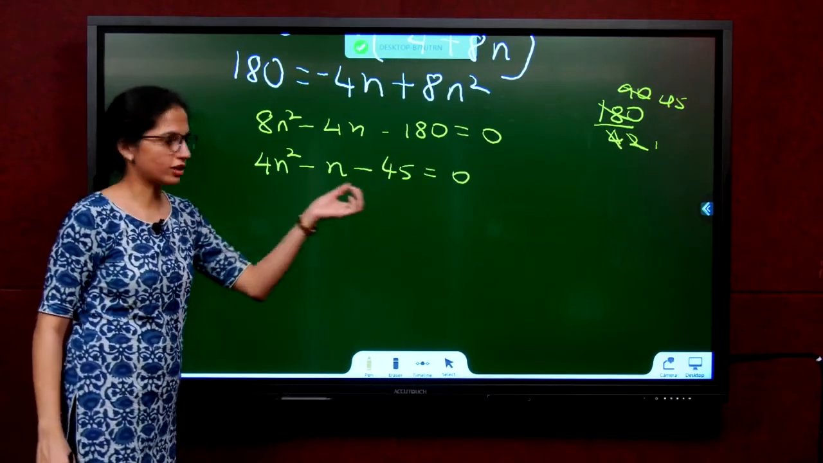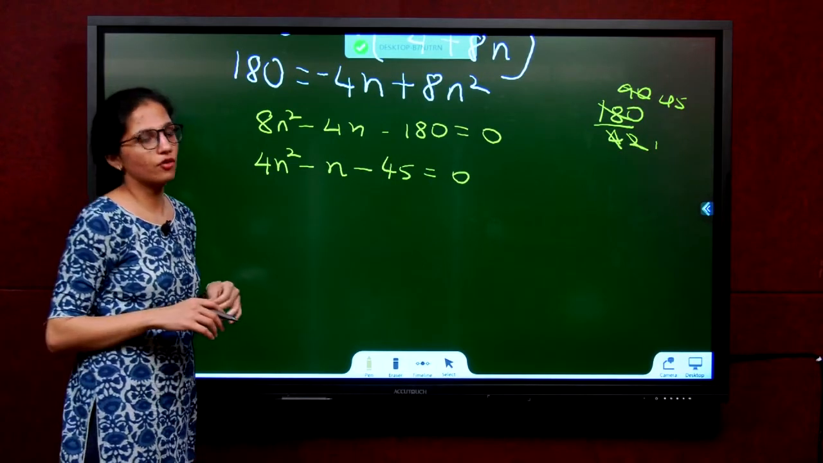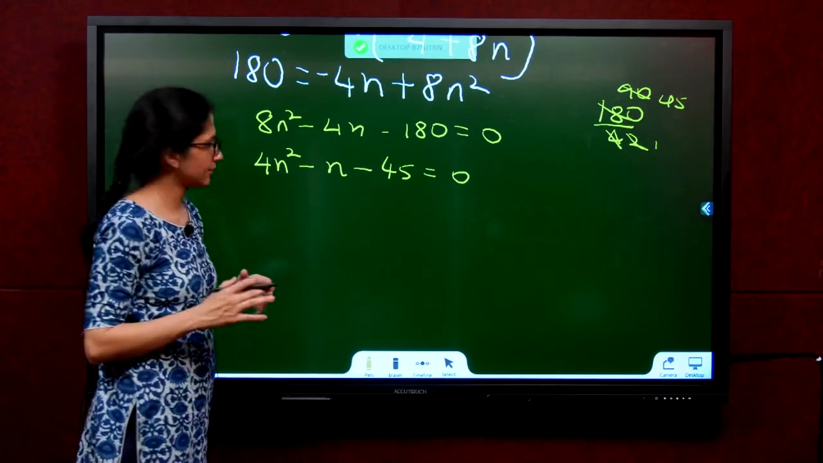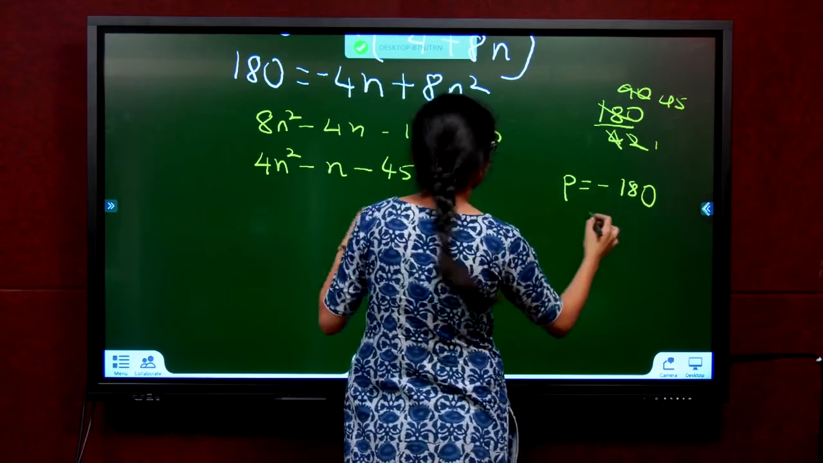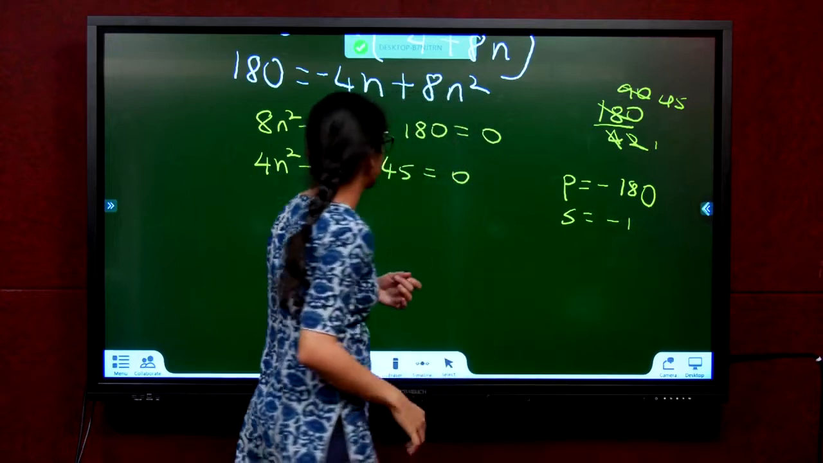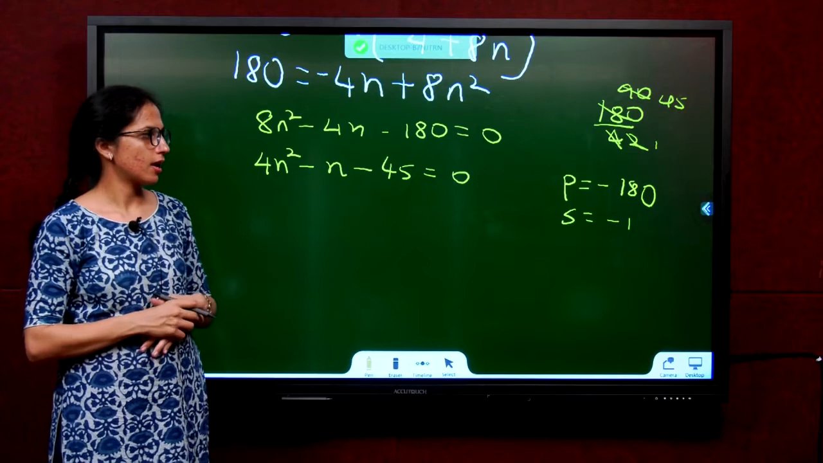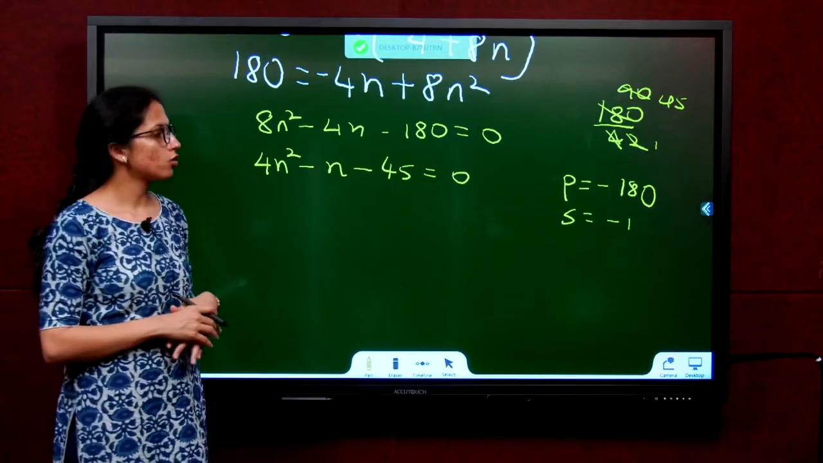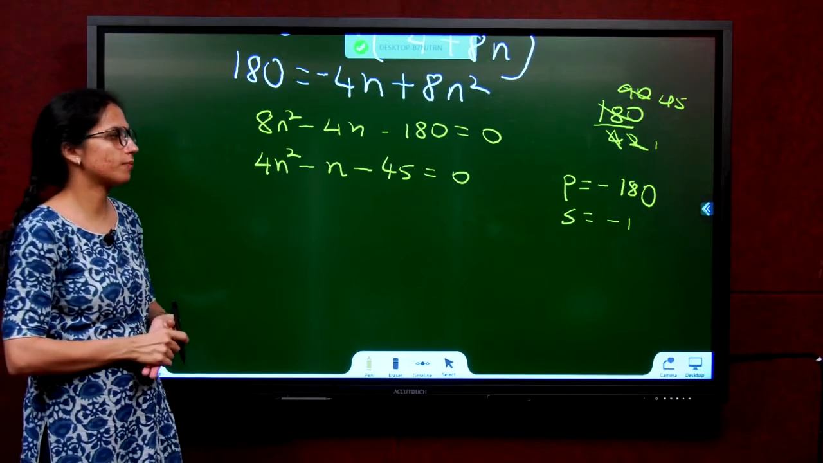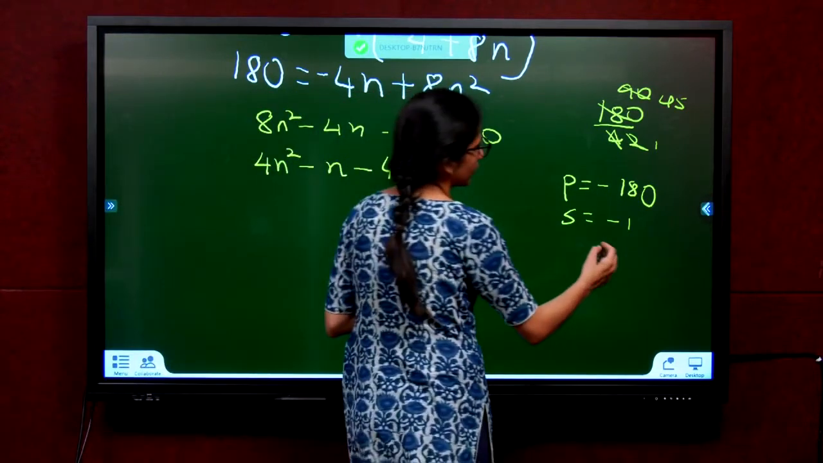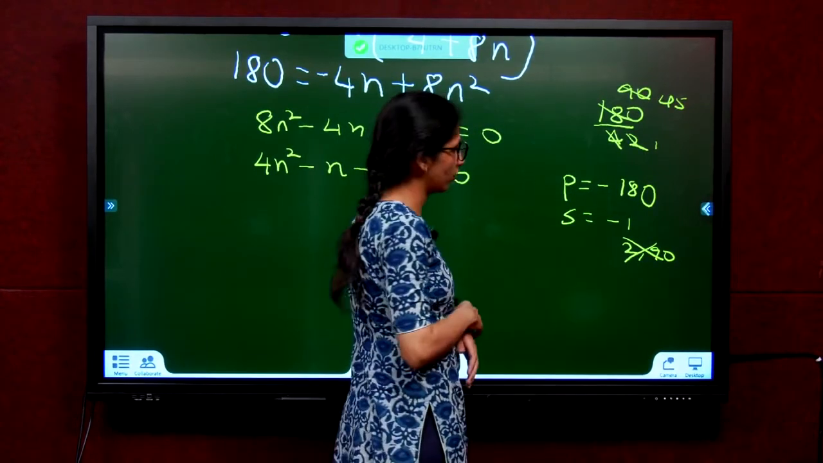4 into minus 45. See again, 4 into minus 45. What is 4 into minus 45? Minus 180. Product is minus 180. Sum is minus 1. We have to get two such numbers whose product is 180 and sum is minus 1. You can try different combinations. From 180, if you have 2 and 90, not possible to get minus 1 at all.